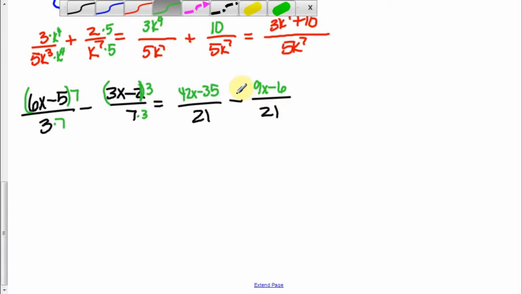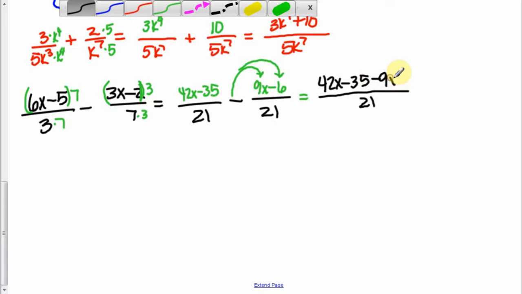Now again, this is a subtraction problem, so you're going to have to distribute the subtraction sign to everything that's behind it in the numerator. You don't touch the denominator. You got them to be the same. So this is all over 21. So it will be 42x minus 35 minus 9x, what? Very good, plus 6.